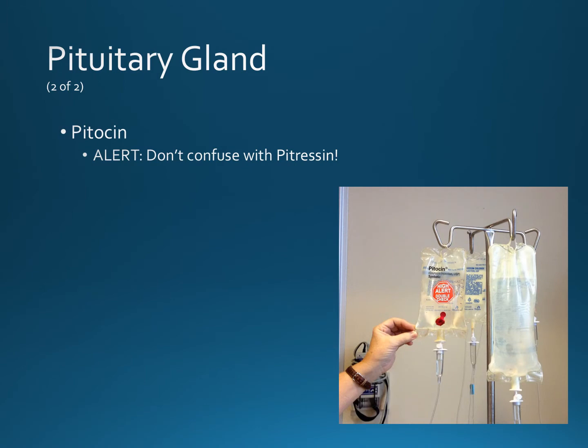You want to be really careful though with pitocin. You don't want to confuse this with pitressin, which is a vasopressin. Pitressin is going to be used to stabilize fluid balance in patients with diabetes insipidus. So just be really careful again to read drug labels and make sure you're not getting anything mixed up.